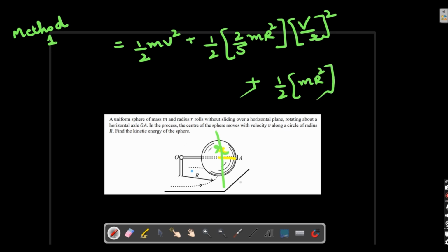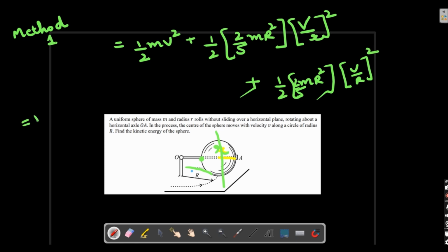Now, because it rotates at least 180 degrees, let's say this is point A, this is point B. So, it again is 180 degrees rotation. So, along this particular plane, that is again 2 by 5 m r square times how much, beta? That is again V by, now it becomes the capital R, this particular one. That is V by R whole square. Let's see how much we are going to get.